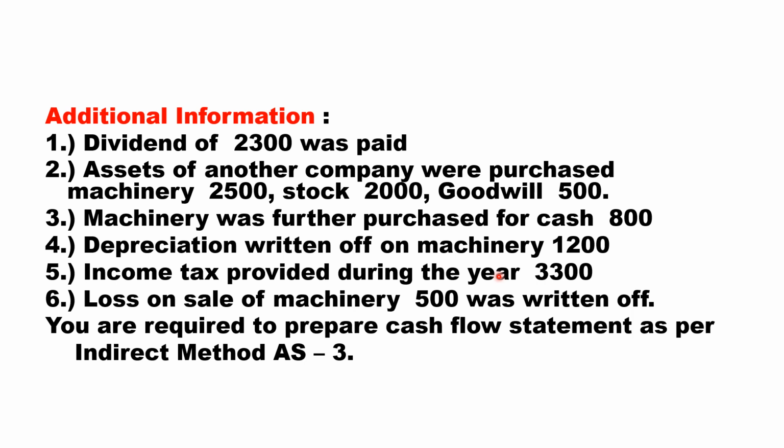So this is called provision for tax, 3,300. OA you should add, and it will come in provision for tax account. Loss on sale of machinery 500 was written off. So 500 is a loss, will come in machinery account, and OA you should add. And students, there is no adjustment related to land and building. So the decrease in land and building we will treat as depreciation. No need to prepare a land and building account. In operating activity, adding depreciation on land and building is enough. You are required to prepare a cash flow statement as per indirect method, AS 3.